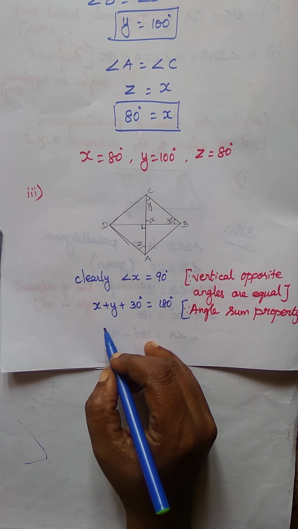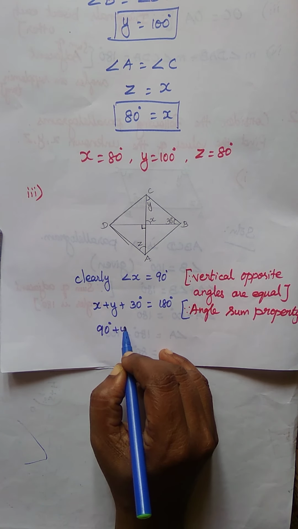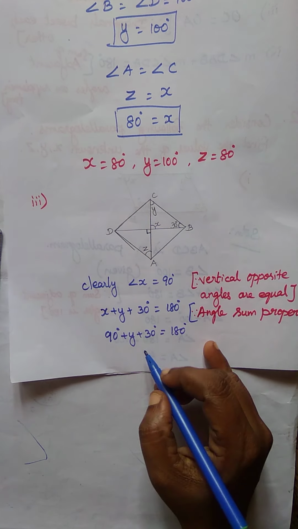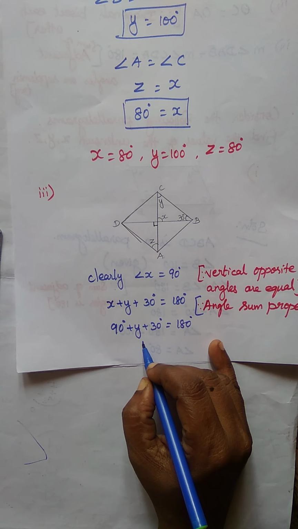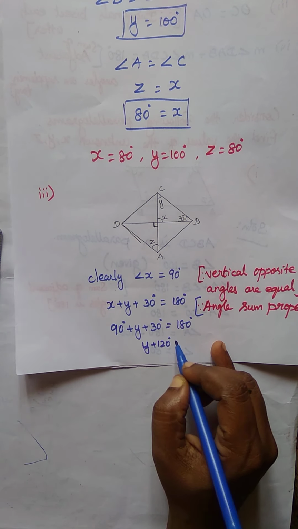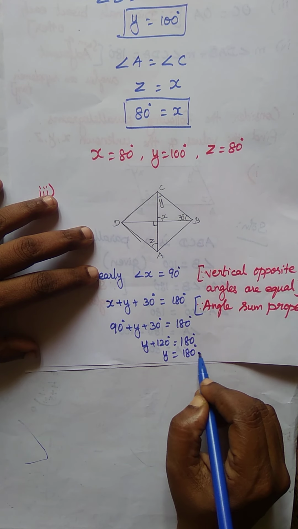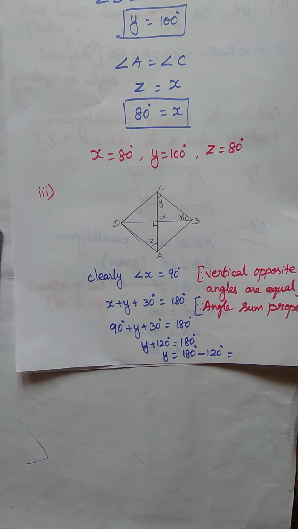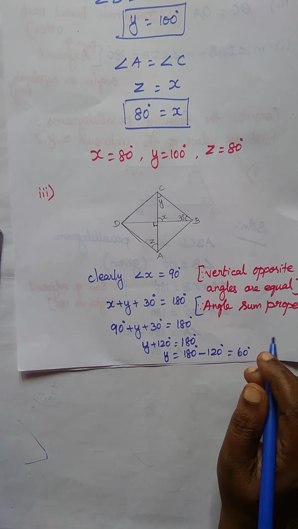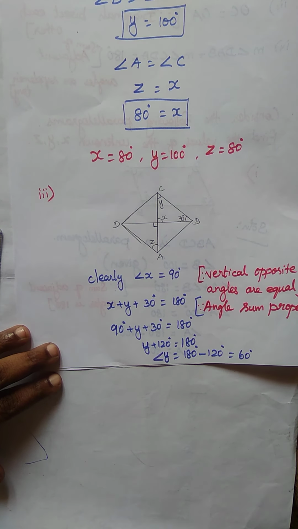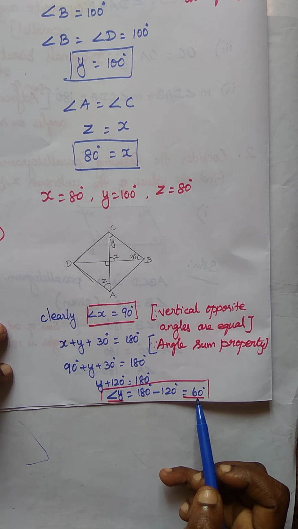Applying that, X value we already know, that is 90 degrees plus Y plus 30 degrees is equal to 180 degrees. Now 90 plus 30 is 120 degrees, so Y plus 120 degrees is equal to 180 degrees. So Y is equal to 180 degrees minus 120 degrees, which is 60 degrees. So angle Y is 60 degrees.